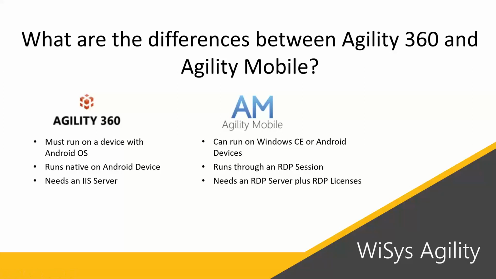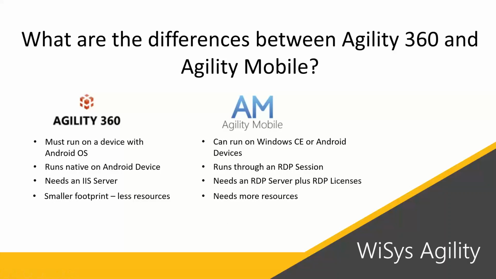One advantage over Agility 360 is you still need a server running IIS, but you don't have to buy remote desktop licenses. So for every device you are connecting through RDP, you had to buy a Windows remote desktop license. That is no longer a restriction under IIS. And Agility 360 has a smaller footprint, and Agility Mobile needs more resources.